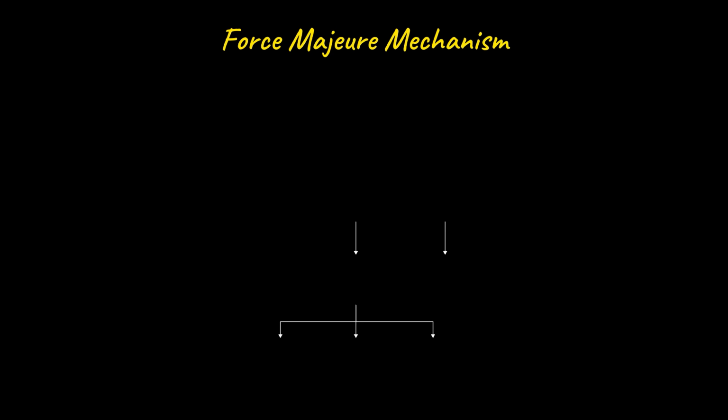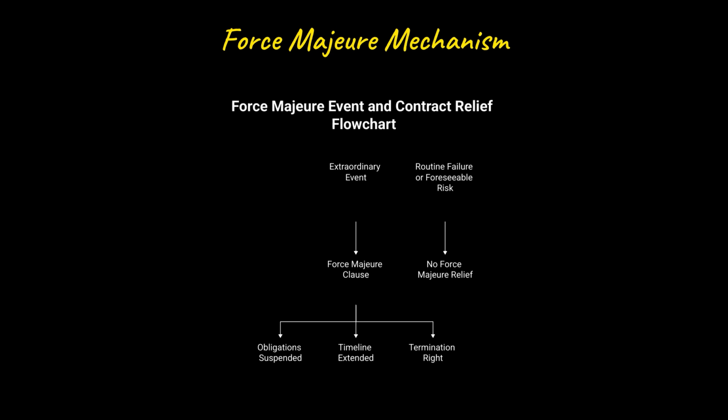When a qualifying event occurs, the clause activates a structured set of remedies. Performance obligations may be suspended, timelines extended, or termination rights triggered if the disruption lasts too long. Critically, the clause does not apply to routine failures or risks the affected party could have anticipated and mitigated.